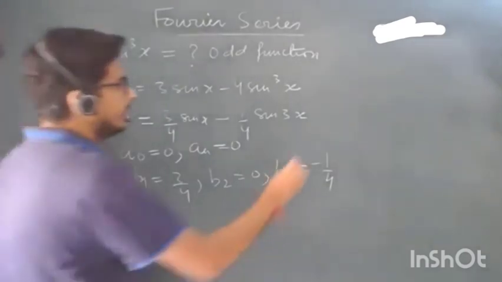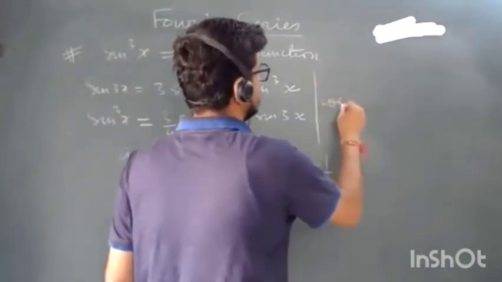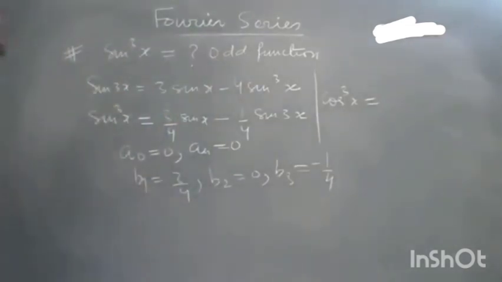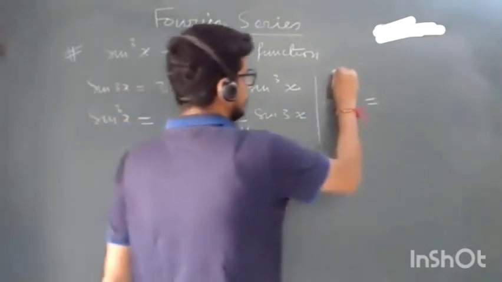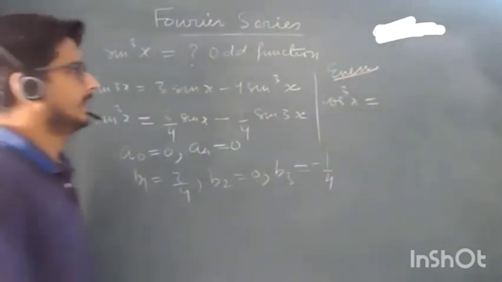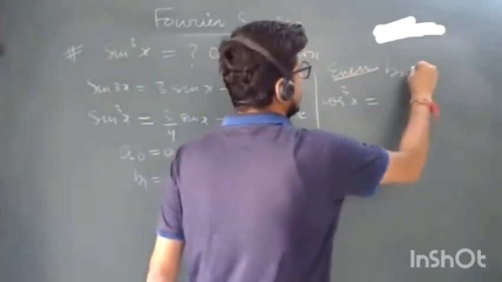Can anybody tell me what will be for cos cube x? This will be an even function. So certainly, if it is an even function, bn will be 0.